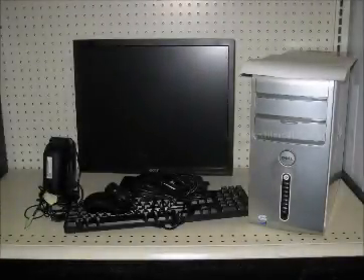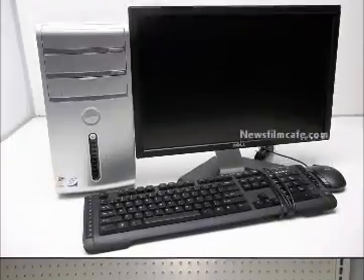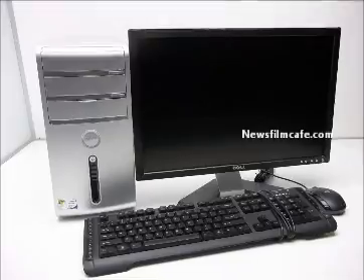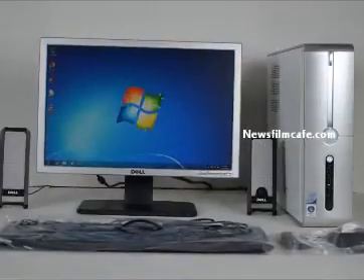Let us see how to remove the computer's RAM. There are two sections, case with two steps and RAM with two steps. Tools required are Phillips zero screwdriver. Let us see the process.